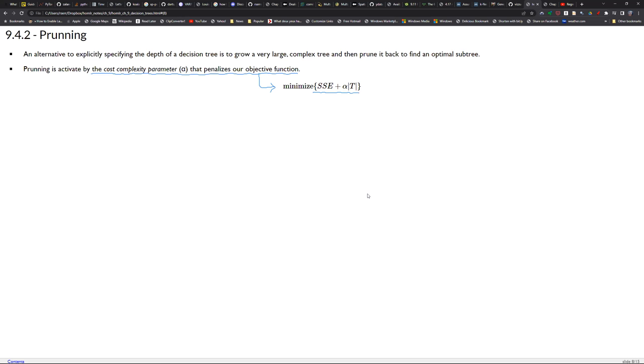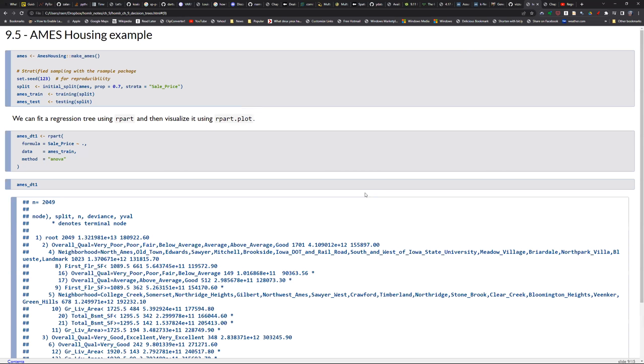So the cost complexity works on the whole structure of the tree. The early stopping works individually on the depth and also on the minimum observations for that terminal node or leaf node, okay? Good? Yeah. All right. Okay, so let's try to see this in action.